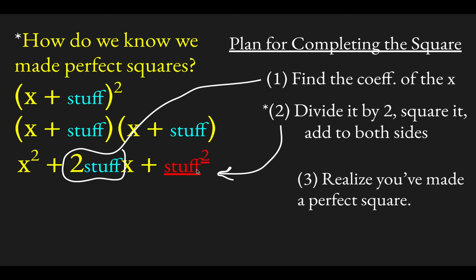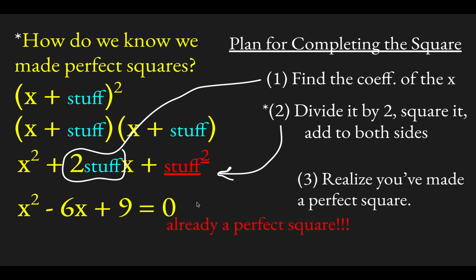So the key is to realize that when you have something in this format, you already have a perfect square. If you have something like x squared minus 6x plus 9, you don't want to try to solve this by completing the square because you already have a perfect square. Half of the negative 6, which is negative 3, squared is 9. So this thing already is a perfect square. And frankly, given that you're learning completing the square now, your teacher likely assumes that you know this already. So this pattern is something you really need to get to know. This is just x minus 3 squared.